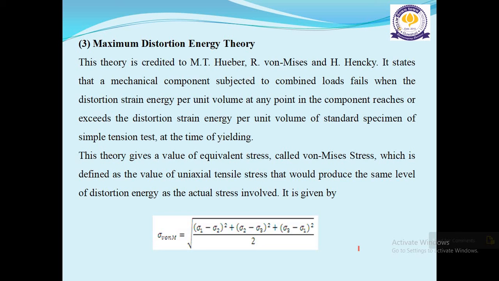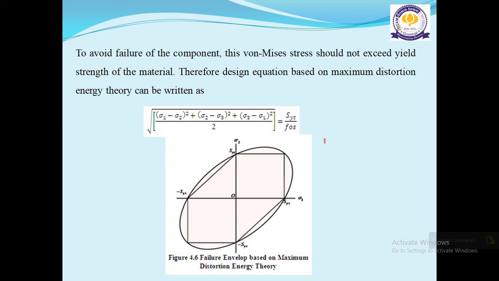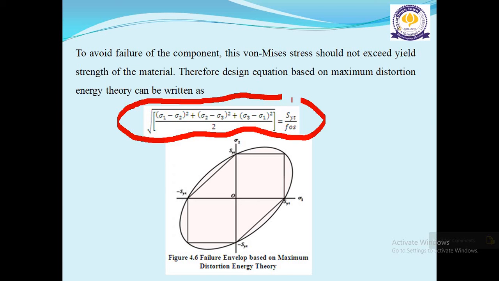This theory gives a value of equivalent stress called von Mises stress, which is defined as the value of uniaxial tensile stress that would produce the same level of distortion energy as the actual stress involved. It is given by the equation sigma von Mises is equal to square root of sigma 1 minus sigma 2 whole square plus sigma 2 minus sigma 3 whole square plus sigma 3 minus sigma 1 whole square, divided by 2. Now, to avoid failure of the component, this von Mises stress should not exceed the yield strength of the material. Therefore, the design equation based on maximum distortion energy theory can be written as square root of sigma 1 minus sigma 2 whole square plus sigma 2 minus sigma 3 whole square plus sigma 3 minus sigma 1 whole square, divided by 2, is equal to Syt divided by factor of safety.